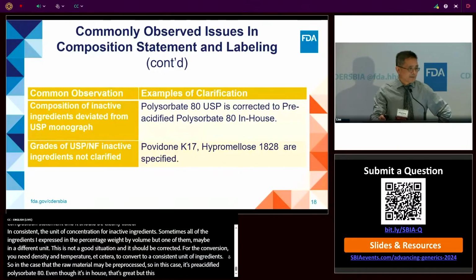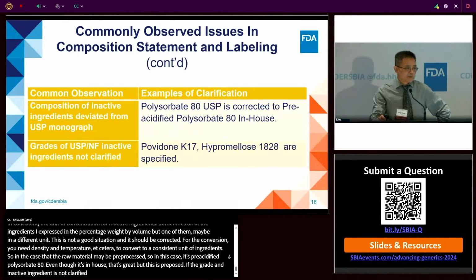And the grade of the inactive ingredients is not clarified. So on the right column, the clear example is povidone 17 or hypromellose 1822. They are very clearly specified.